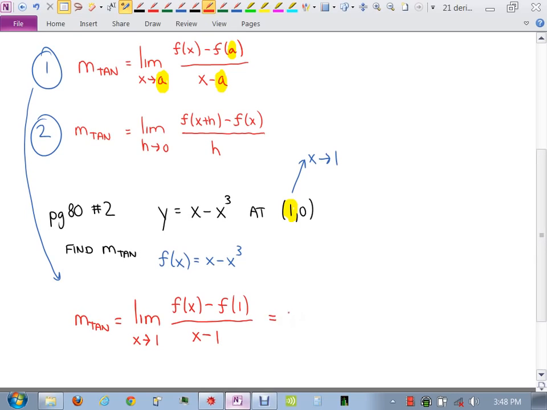Okay, that equals the limit as x approaches 1. What is f of x? In this problem, what's f of x? x minus x cubed. Okay, so that's f of x right there. Then minus, what's f of 1? Plug 1 into the function. What do you get? 0. Good.